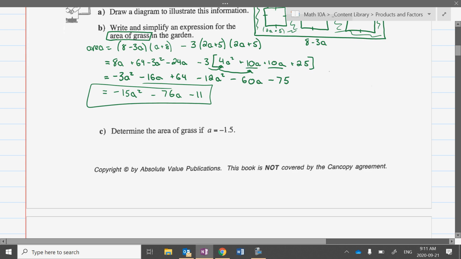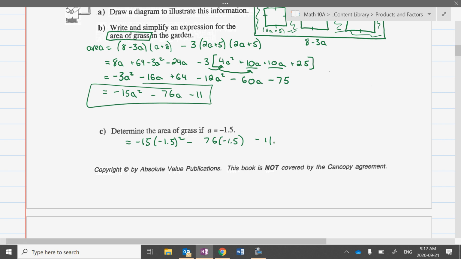Okay. Again, determine the area of the grass if a is equal to negative 1.5. I'm not going to make you go through this one, but this is what you would do. Negative 15 times negative 1.5 squared minus 76 times negative 1.5 minus 11. If you had a calculator and you actually followed that one through, you can go right ahead and do it, but that's what it's asking you to do. Okay, once you're done that one, turn the page.